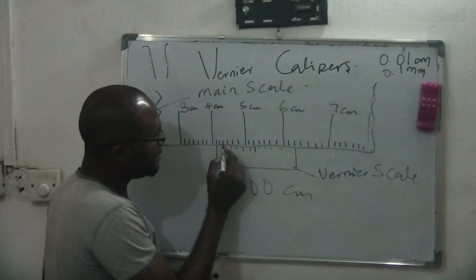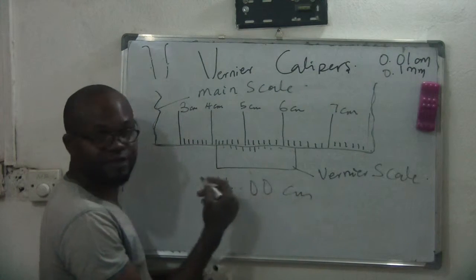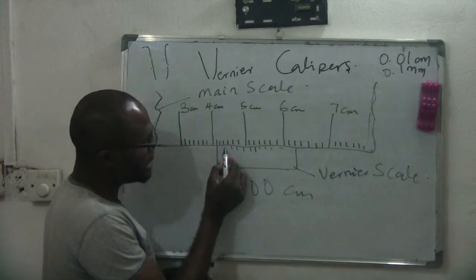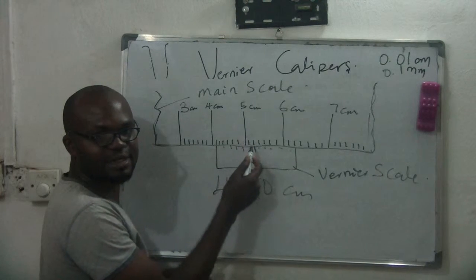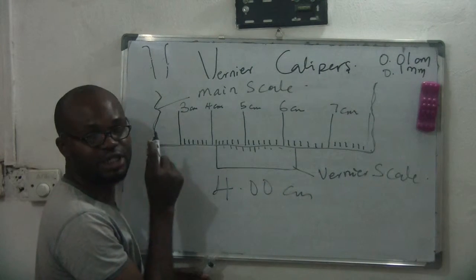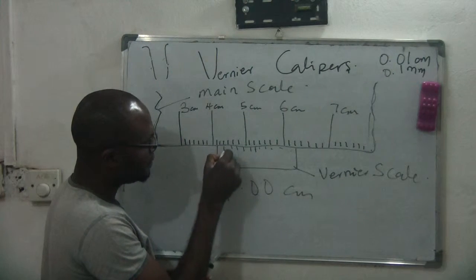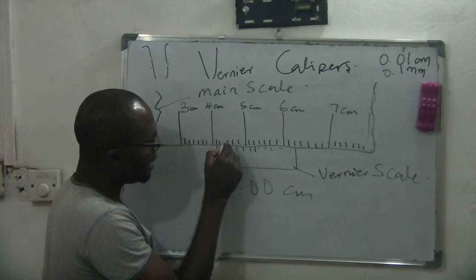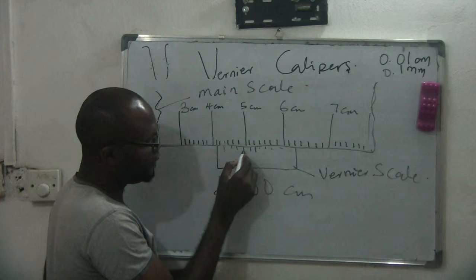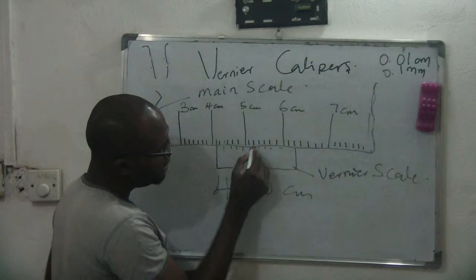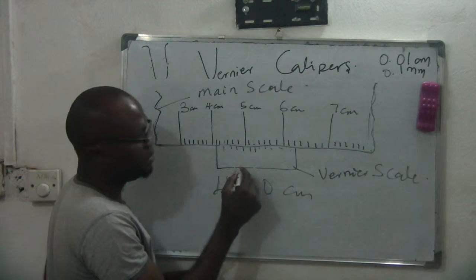Check the readings. Can you see the marks on the vernier scale? Now, check those marks and count to where there is a mark that intersects, or is on the same line with, that on the main scale. So if you look at this, you can count 1, 2, 3, 4, 5, you can see 6. This 6 is exactly on the same line as the one on the main scale. You understand? Yes.